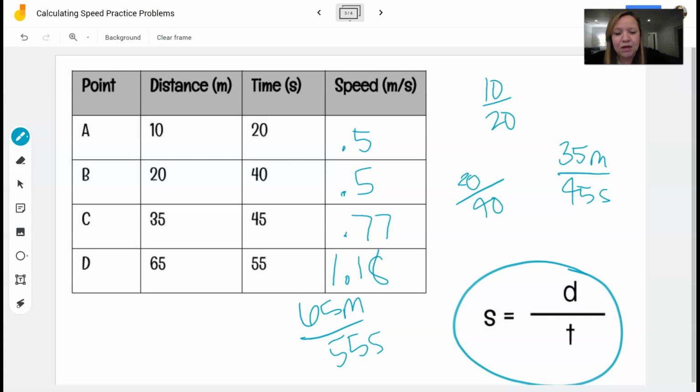1.18 repeating. So what this shows is, even though these are my instantaneous speeds, that it was going these speeds at these particular points, I can calculate my average speed by averaging all of these speeds together. I can also see how the motion changed. I can see that it was going a constant speed for a little while, and then I can see how the speed increased once it got to points C and D.